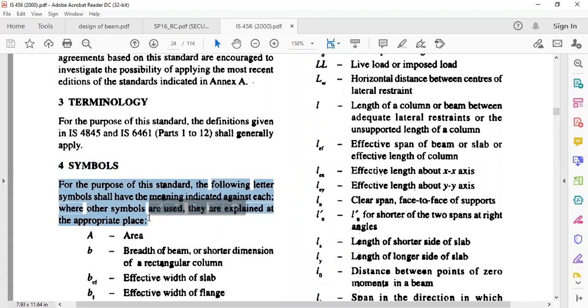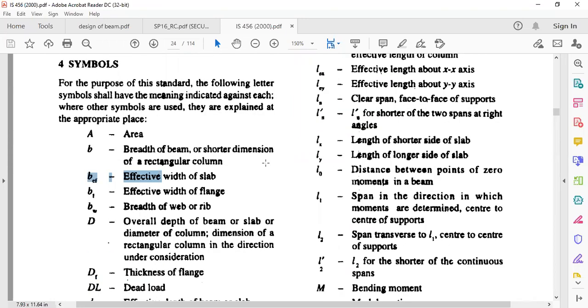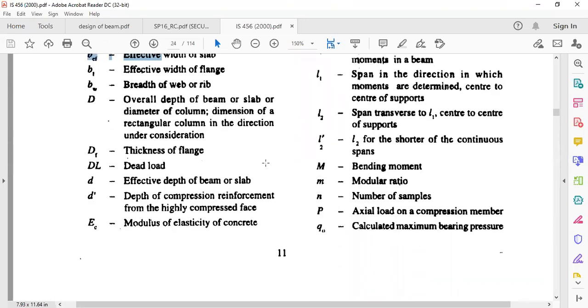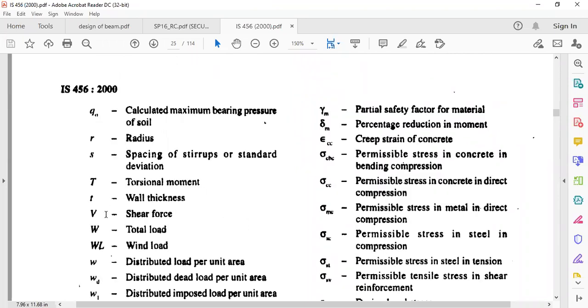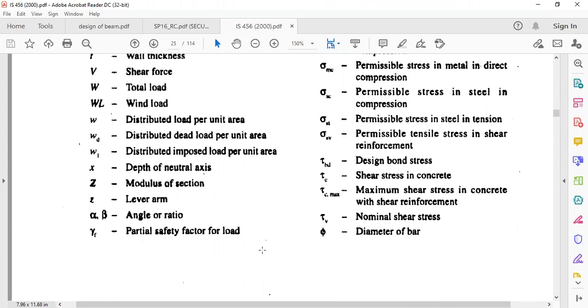So if you do not understand, or if you have forgotten certain things, like what is this LEX, LEY, or B, what is B effective, they are already mentioned in these symbols, and there you can see or check what that means. And mostly we will use the same symbols so that there won't be any confusion. But still, if you're using it, you can just look at this symbol and what it consists of.